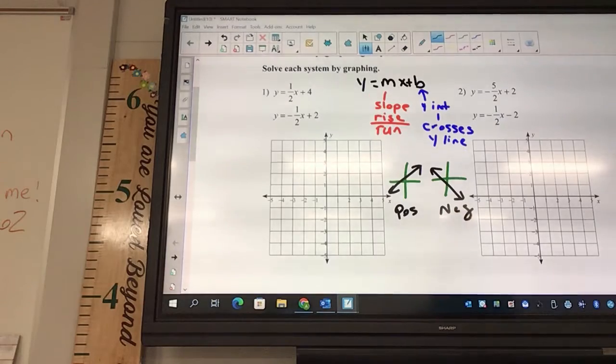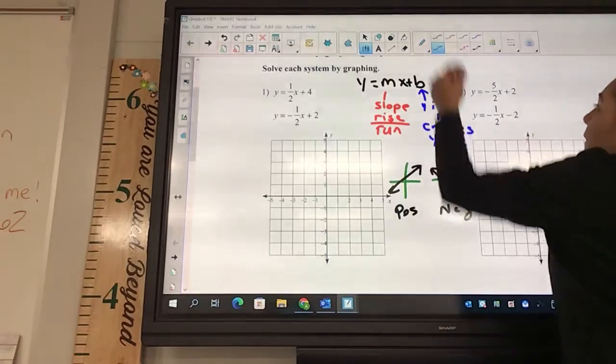I will tell you that your two graphs, you're going to graph them on the same thing. Every single time they should intersect somewhere. So if your lines are not intersecting somewhere, then you've done something wrong. So you always plot the b first.